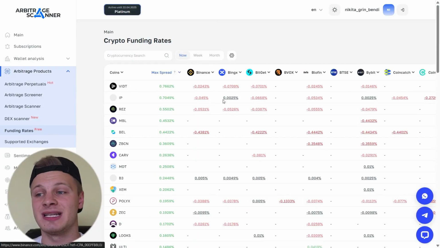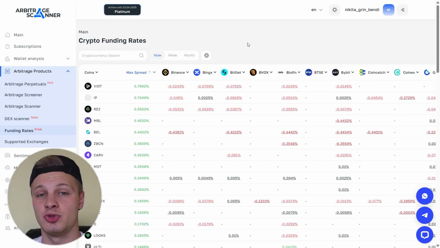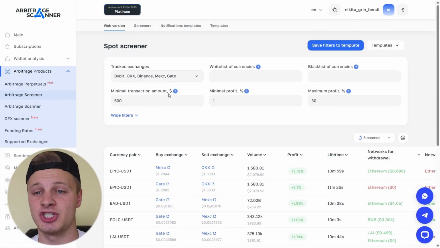You can also monitor funding here and earn from funding. Funding refers to the fees paid by traders. For example, those holding long positions might pay short sellers or vice versa. It all depends on whether the token is heavily overbought or oversold. That's why you can also make money from funding. But as you can see, the percentages here are small, so you need a very substantial deposit to earn from funding. However, the simplest type of arbitrage is spot arbitrage.